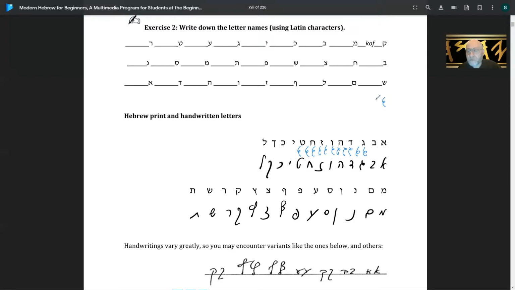Gimel, Dalet. Gimel, Dalet. Let's see here. These are the two we want right here.